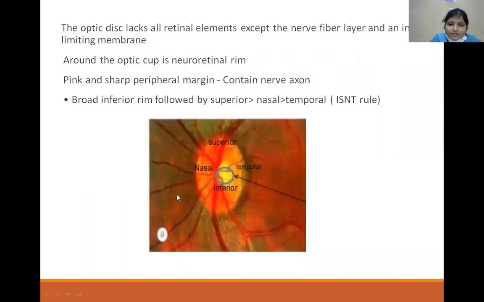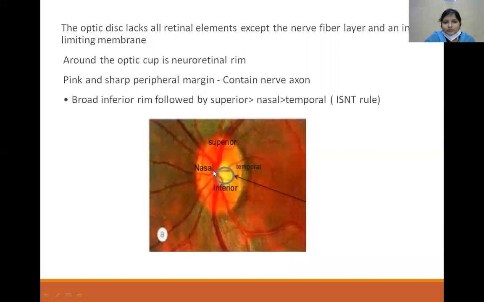So this is a picture showing optic disc, also known as optic nerve head, because it is the starting point of the optic nerve. This pale central area is called the optic cup, and the surrounding pinkish healthy structure is the neuroretinal rim. In optic disc, all the layers of the retina terminate except for the nerve fiber layer and internal limiting membrane. As the photoreceptors are absent in the optic disc, it casts a physiological blind spot in the visual field.